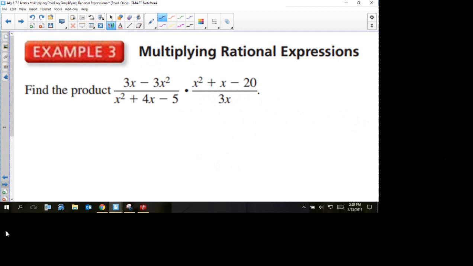Next one. Oh, we're multiplying. Let's do it one step at a time. So the first thing I'm going to do is factor. We're going to factor 4 different locations.